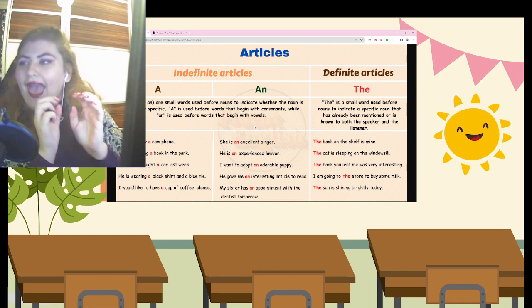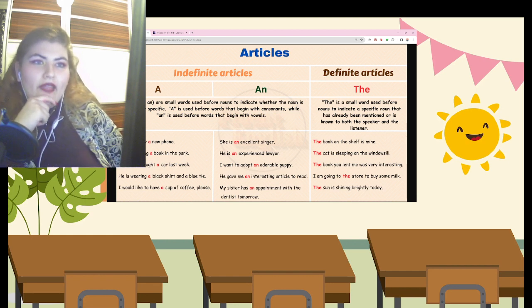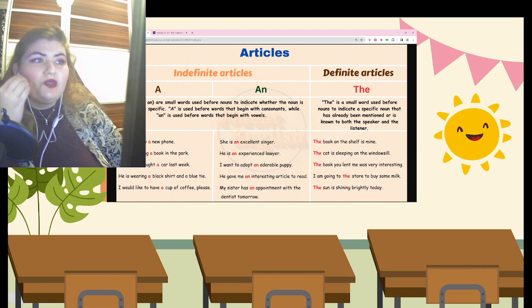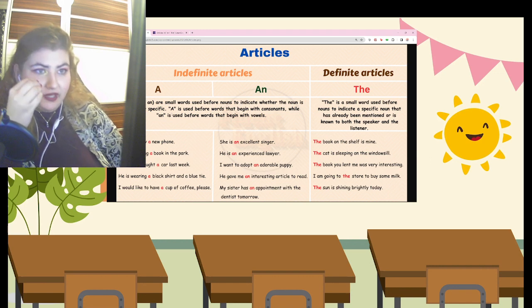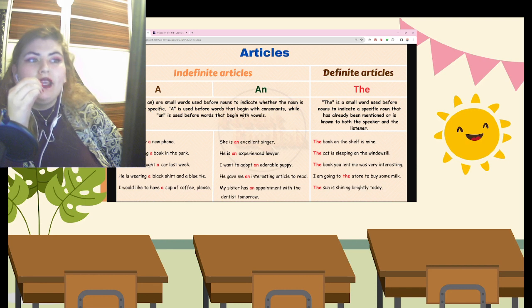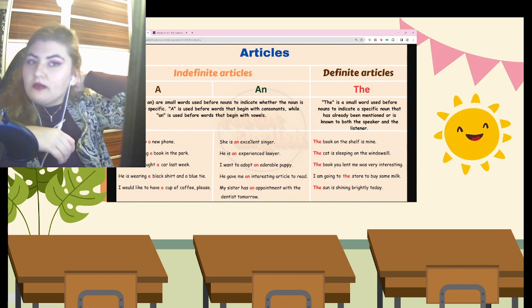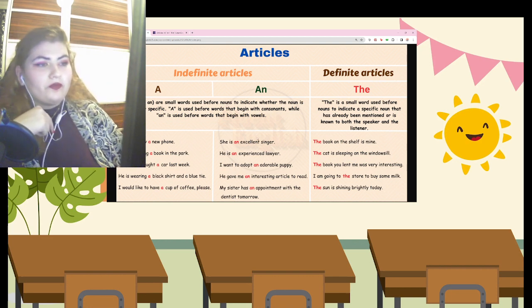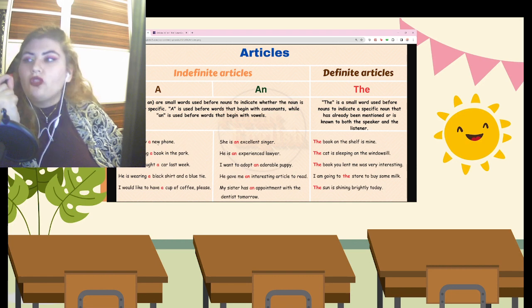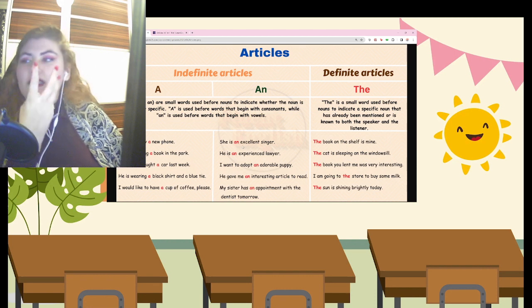A and an are used for the same thing. Articles a and an are small words used before nouns to indicate whether the noun is general or specific. A is used before words that begin with consonants, while an is used before words that begin with vowels. So we already know what vowels are from our previous lessons. So, new phone, N is not a vowel, so we use a. But excellent begins with a vowel, so we use an.